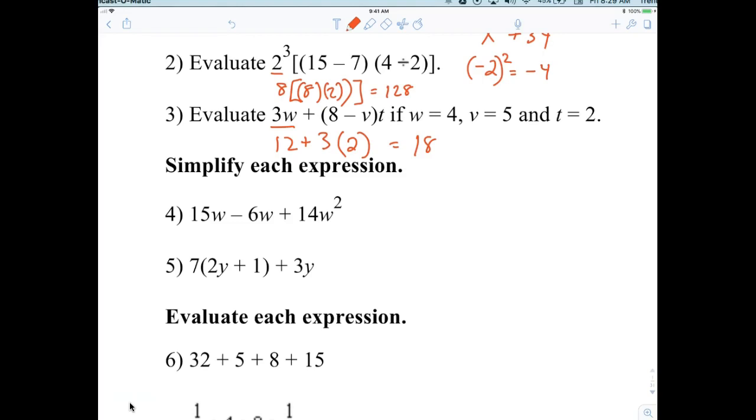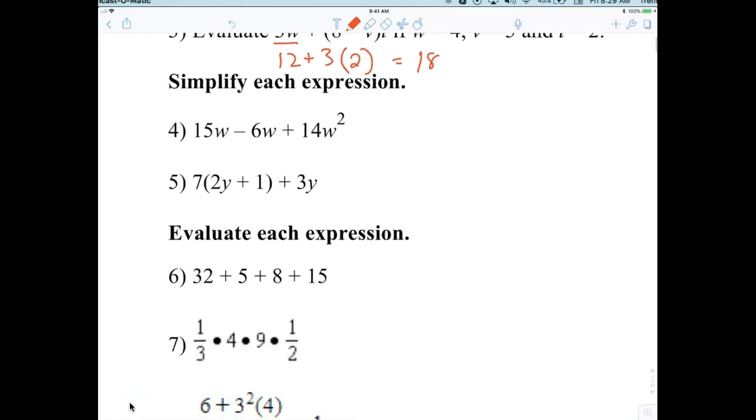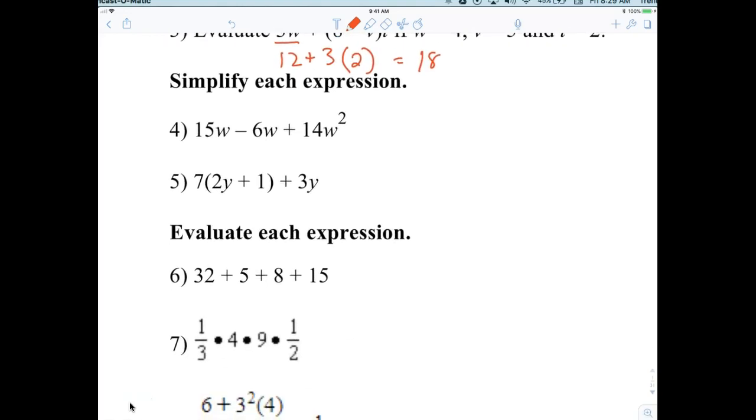All right. Number 4, simplifying the expression. You're just combining terms, write it in standard form. So in this case, we would have what? 14w squared, and then plus 9w. Now remember, when you're adding and subtracting, you don't combine terms if they're not exactly the same. W squared and W are not the same.